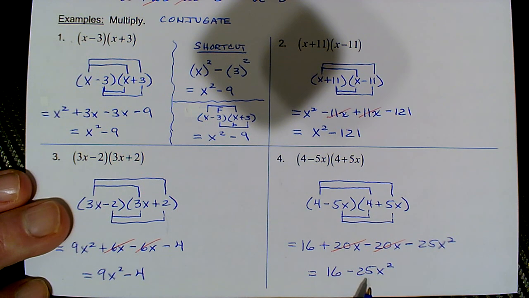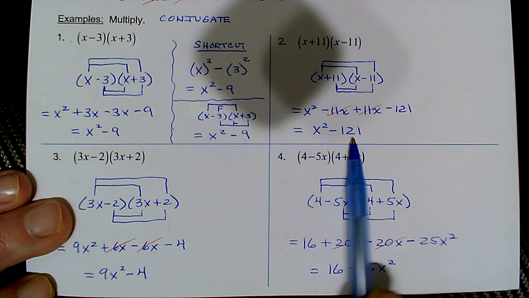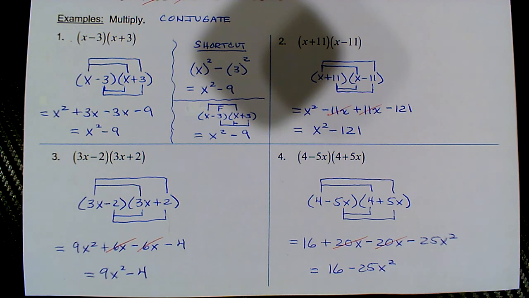And notice that this is why we call it the difference between two perfect squares, because there's the difference, and 16 and 25x squared are both perfect squares. Same with 9x squared and 4, they're both perfect squares. Okay, and same with the other two examples as well, and it's the difference between them. So that's why we give it that formal name.